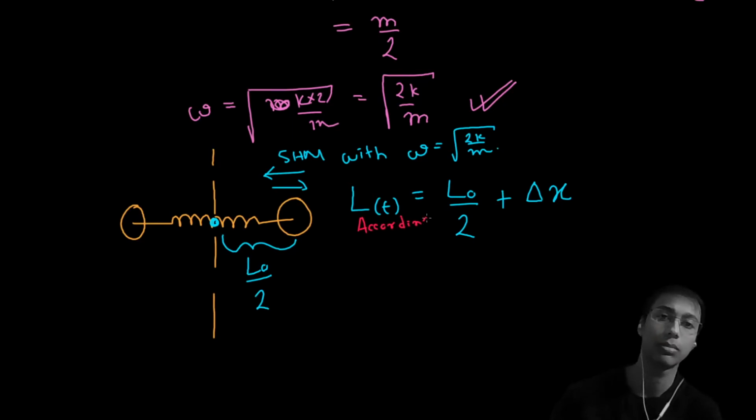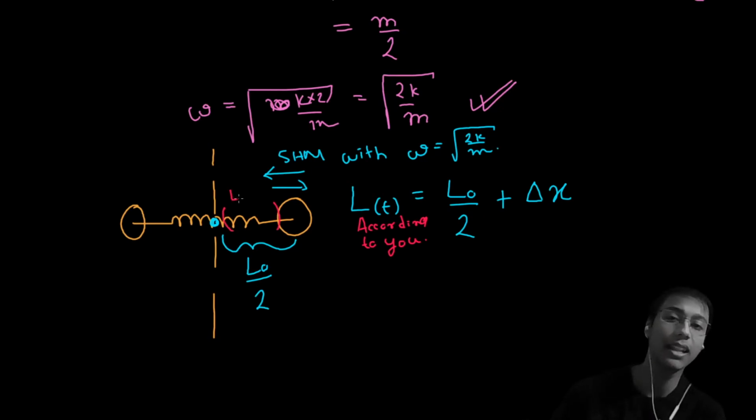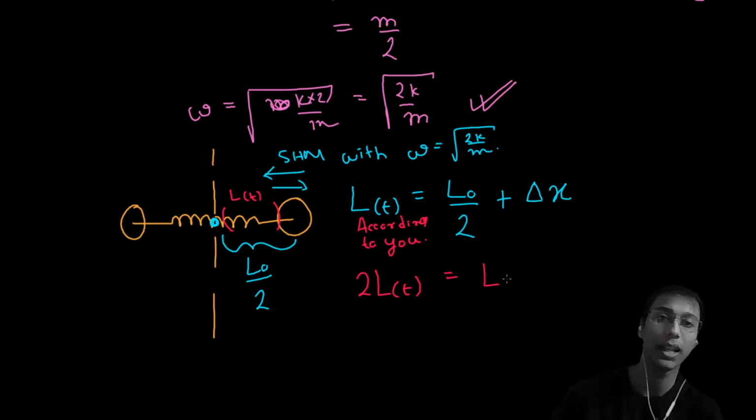According to you. And where are you sitting? You are sitting on the center of mass. So basically this L naught by 2 gives just the half of the picture, right? This L as a function of time just gives half of the picture. We need 2L of t, which would be equal to L naught plus 2 delta x.